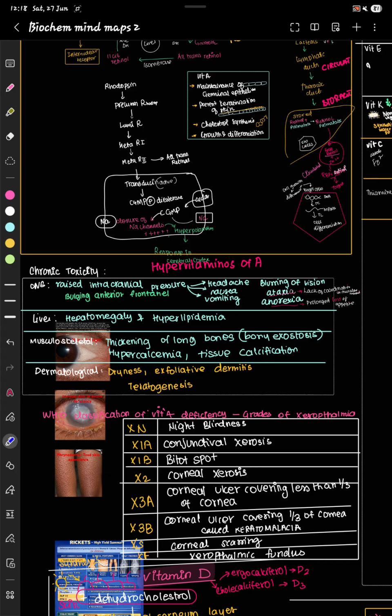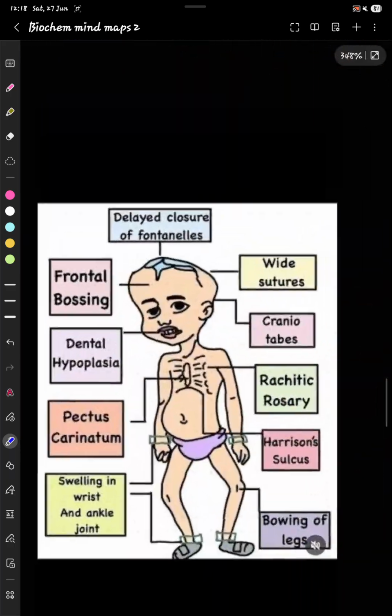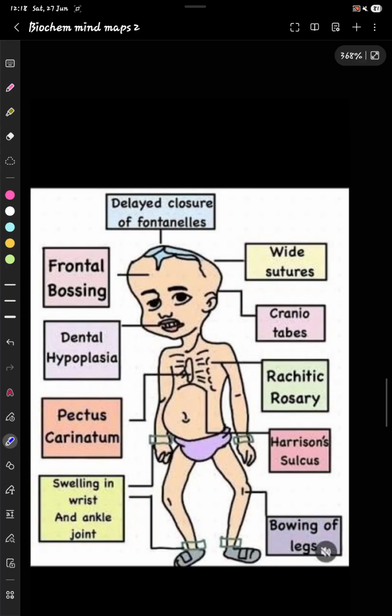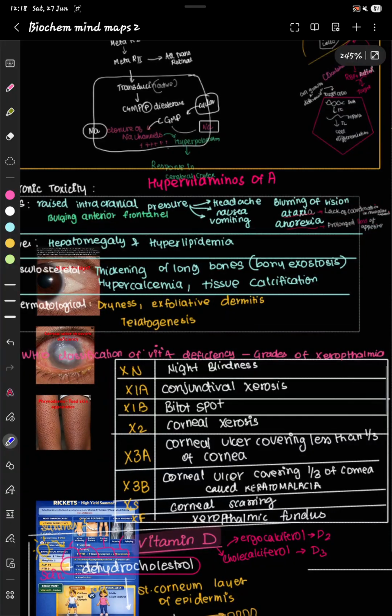First, there is raised intracranial pressure. There is bulging of the anterior fontanelle. Let me show you the image. So there is bulging of the anterior fontanelle and raised intracranial pressure leading to headache, nausea, vomiting, and blurring of vision, ataxia and anorexia.